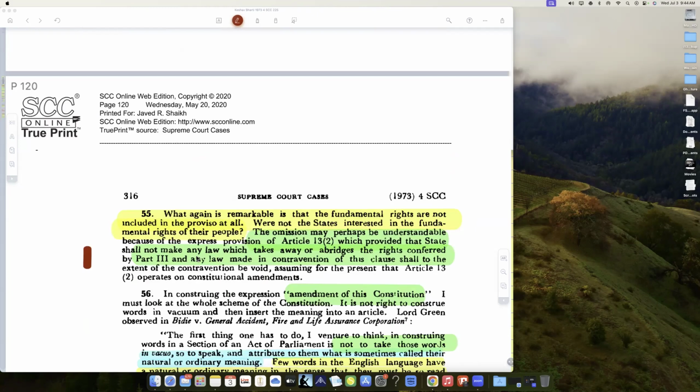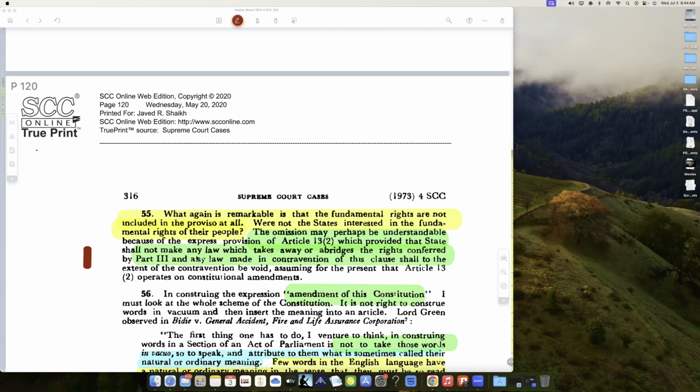What again is remarkable is that fundamental rights are not included in the proviso. So now you have two tiers of amendment procedure under original 368. Firstly, you can amend by majority. Secondly, you can seek ratification of half the number of states, for A, B, C, D clauses provided in the proviso. But that proviso did not include fundamental rights. So the question the Supreme Court is posing is why it's not included. If you have provided a proviso to seek concurrence of half the number of legislatures in amendment of the constitution on those aspects, why did you not include fundamental rights in it? Were not the states interested in the fundamental rights of the people?